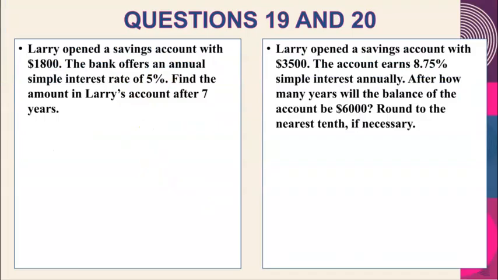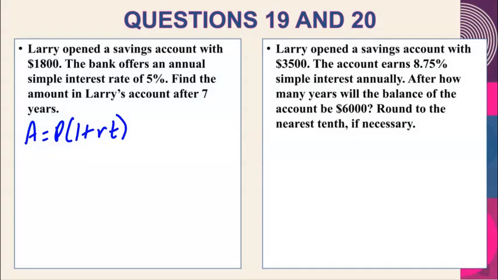Next, question 19. Larry opened a savings account with $1,800. The bank offers an annual simple interest rate of 5%. Find the amount in Larry's account after 7 years. Now the equation would be the account balance equals the principal times 1 plus the rate as a decimal times the time in years.